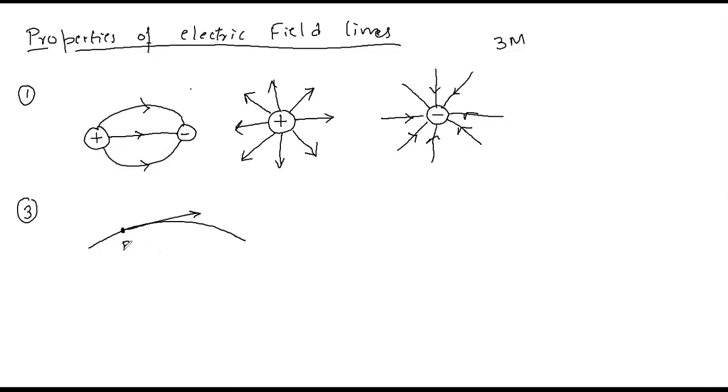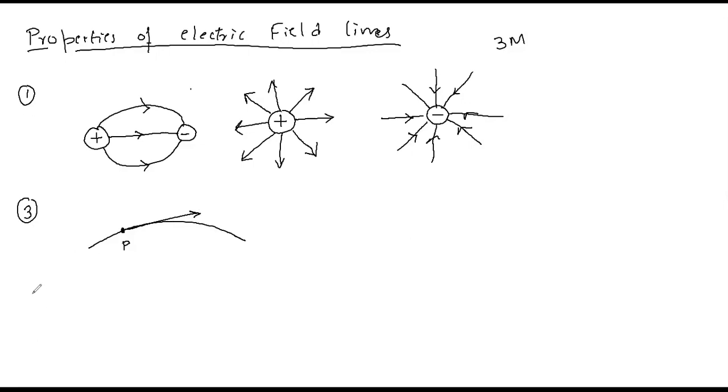What it says: the tangent drawn to the electric field line at any point. We considered point P. So at any point, it gives you the direction of electric field at that particular point. If you want to find the direction of electric field, just draw a tangent, and you will get the direction of electric field. So this was the third property.